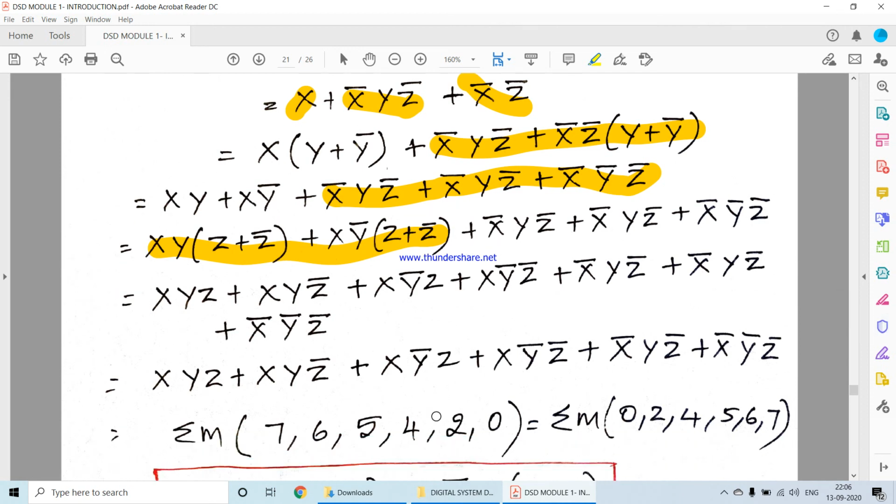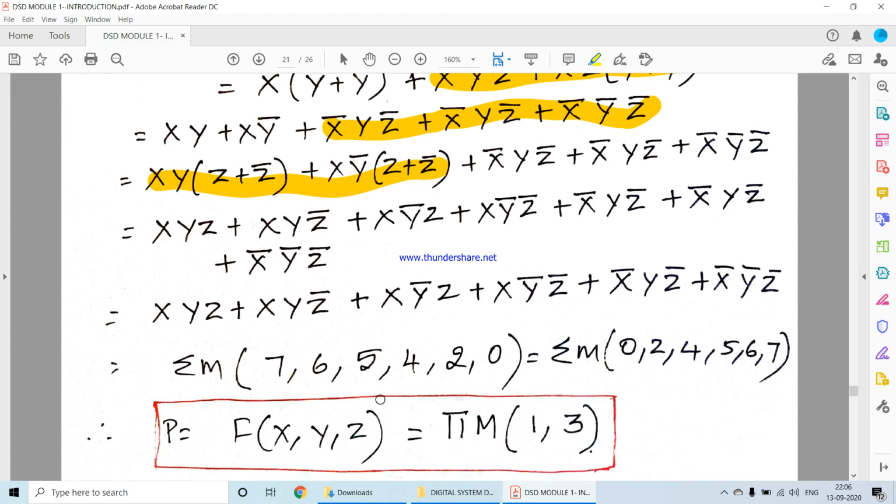Now you convert this into decimal form. Xyz is 111, which is 7. Xyz bar is 110, 6. Xy bar z is 101, 5. 100 is 4, 010 is 2, 010 again 2. So you write it only once, you can eliminate this. 000, which is 0. Therefore, I got 7, 6, 5, 4, 2, 0. Write it in the normal order. You get 0, 2, 4, 5, 6, 7.